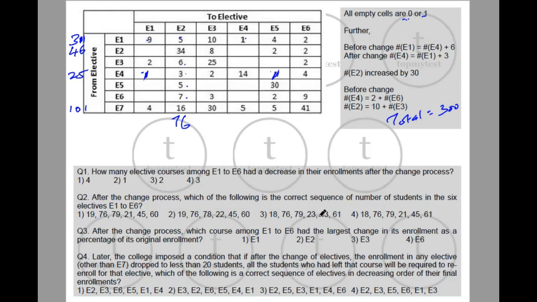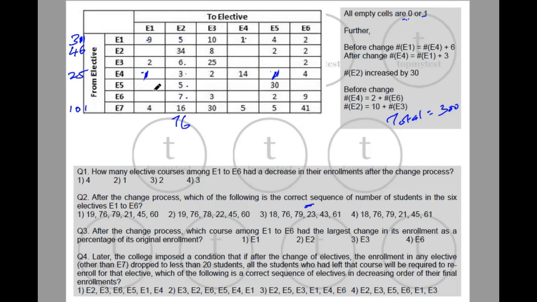Okay. Now there are some options which are there. Let's see if we can eliminate some of the options. Okay, it says after the change of the process, which of the following is the correct sequence of number? Okay, this is 76. All of them are 76. Okay, so that does not help. Okay, we'll come back to this. We can probably use this later on, because this gives you this total fully. So we'll try to use this later on.